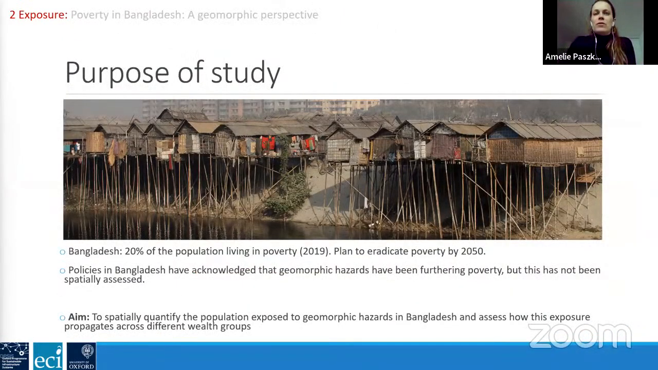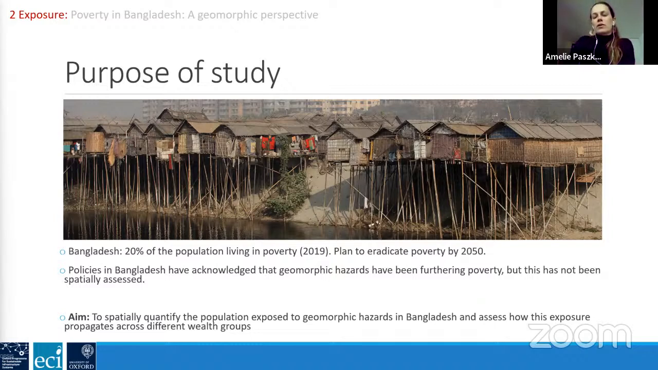So as you are all probably aware, Bangladesh is known to be a country with high rates of poverty, but it's also seen an impressive reduction in poverty in recent years. And now around 20% of the population is living below the national poverty line of $1.9 a day. And the Bangladeshi government also has ambitious plans to eradicate most poverty by 2033 and all poverty by 2050.